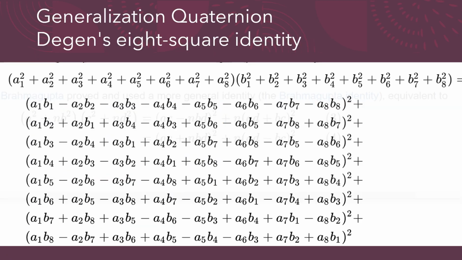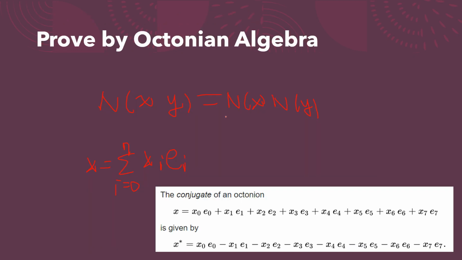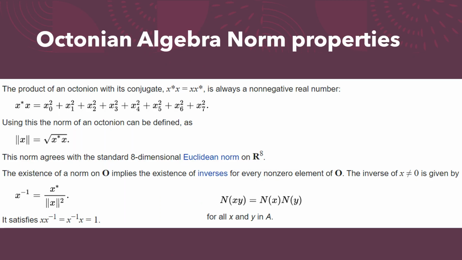Okay, the next one is Degen's eight-square identity. This is much more complicated, but the idea is basically exactly the same. You can use octonion algebra. So basically, you can write x equals this one, and the conjugate is this, and for the same reason, x times x conjugate will be the sum of the xi squared. And this is the norm.